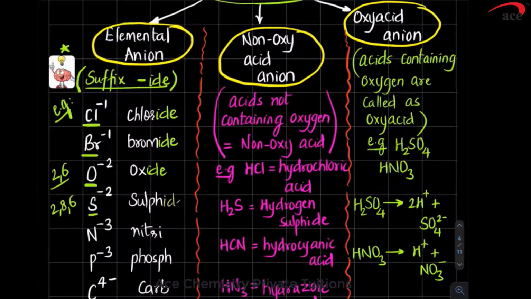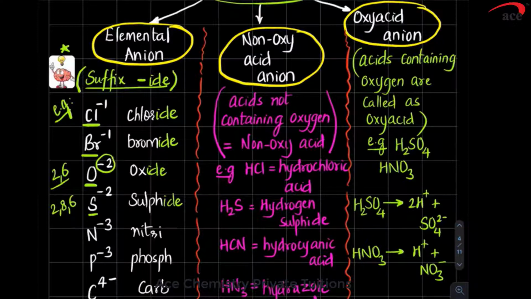Therefore, the ending is IDE. But how do you remember the charge on oxygen? Oxygen is a group 16 element, that means it has 6 electrons in the outermost shell. How many electrons does it require to complete its octet? Yes, 2. Therefore, we'll have a charge of minus 2.